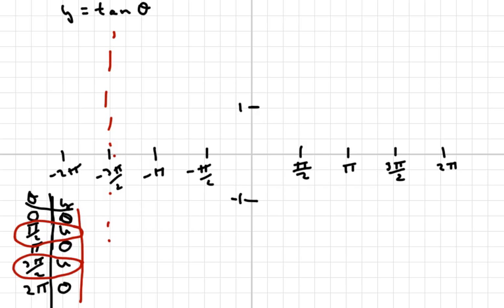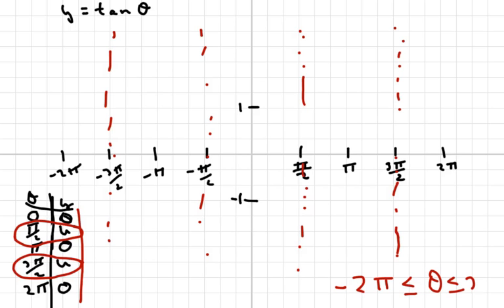So this is where x equals -3 pi over 2, x equals -pi over 2, and then we have pi over 2, an asymptote, dashed line, and at 3 pi over 2. Again, our domain we want to be between negative 2 pi and 2 pi. Our zeros are here, 0, 0, and 0.